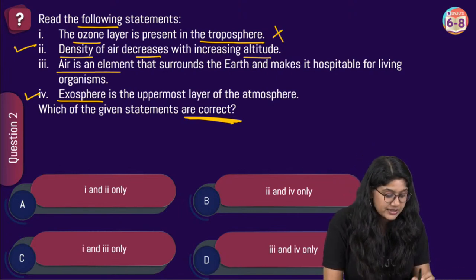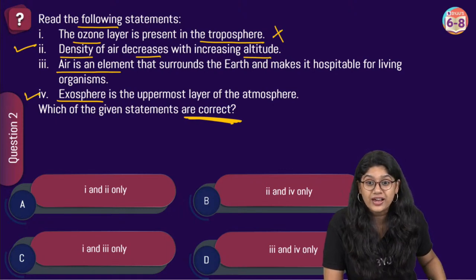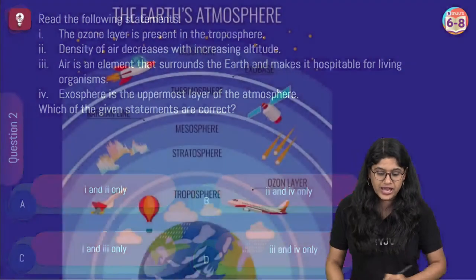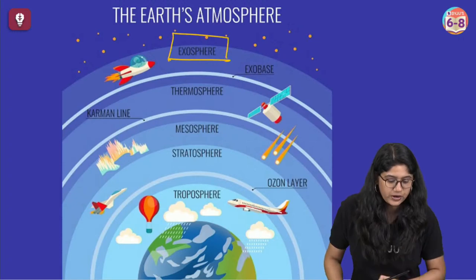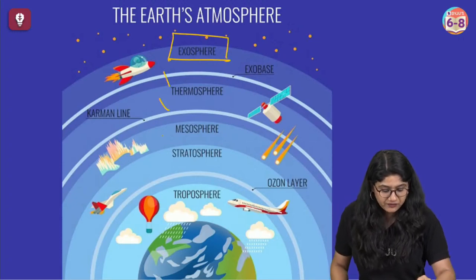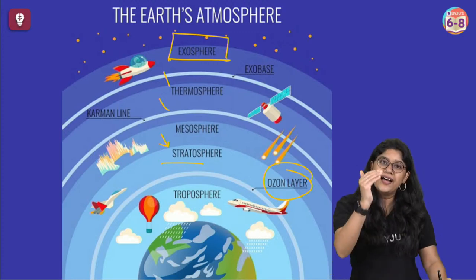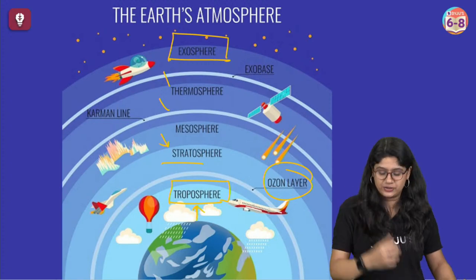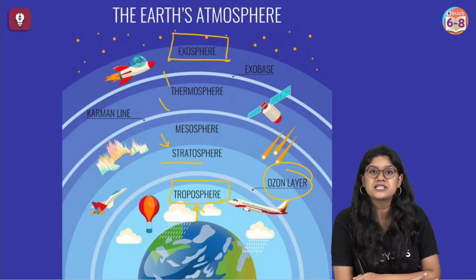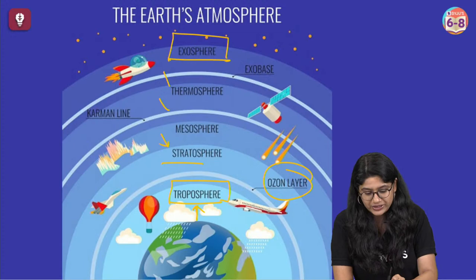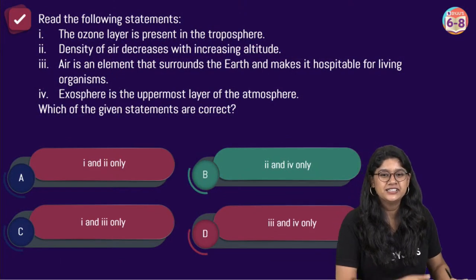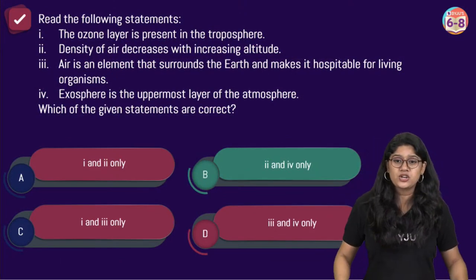Now, air is an element? Is it an element or a mixture? We call air a mixture, so statement 3 is also incorrect. So here we have the correct answer. The outermost layer is the exosphere. Then we have thermosphere, mesosphere, then the stratosphere where we have the ozone, and of course the troposphere, which is very close to our earth. Air is not an element, it's a mixture of gases. Very good. Are we clear, everyone? The correct answer is option B. Yay, we did it. I hope that you have enjoyed this question.